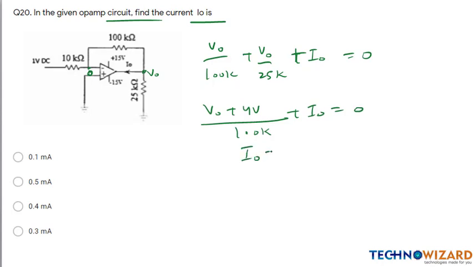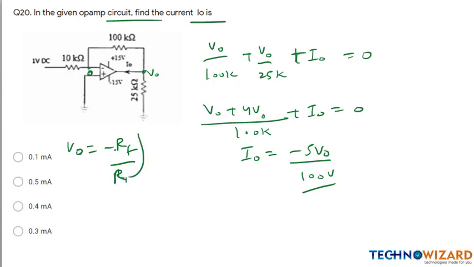From here, I can write I0 is equal to minus 5V0 upon 100K. Now we have to find the value of V0. You can see this is an inverting amplifier, and for an inverting amplifier, V0 is equal to minus RF by R1 into V1. These formulas are for ideal cases. RF is 100K upon 10K into V1 is 1. This will come out to be minus 10 volt.